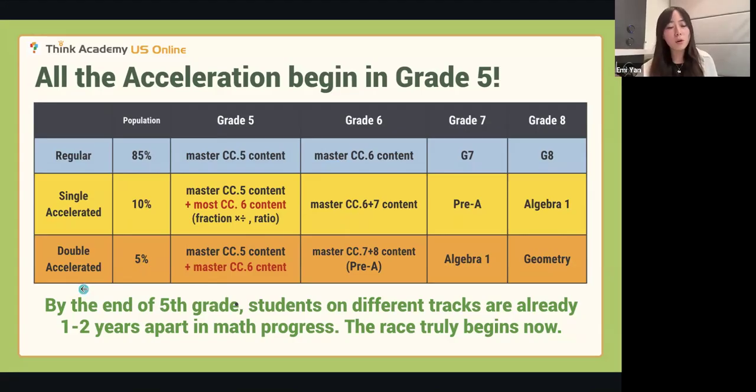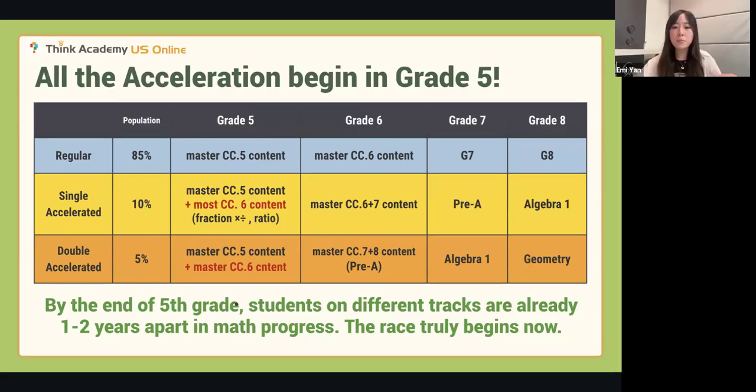And let's take a closer look at the double accelerated program. The double accelerated program is going to be more scary, right? The kids in the double accelerated program need to finish their sixth grade content when they are only in grade 5. That way they can learn grade 7 and grade 8 content in their sixth grade, and then take algebra 1 in grade 7 and geometry in grade 8.